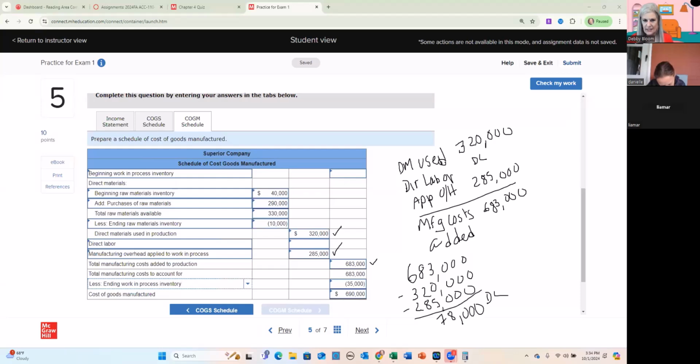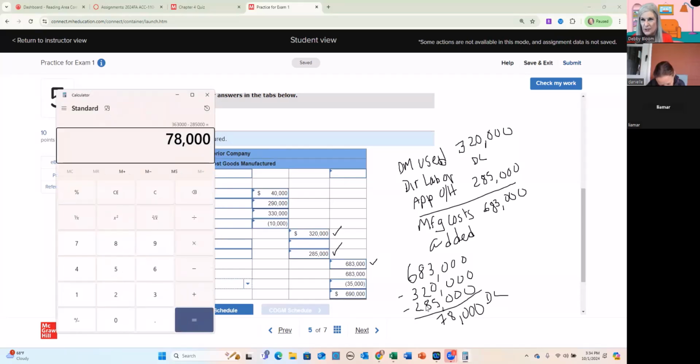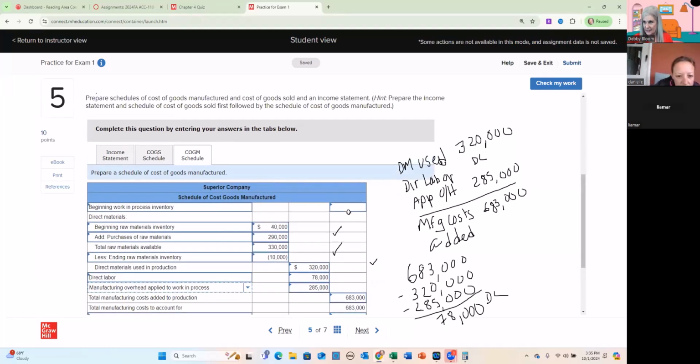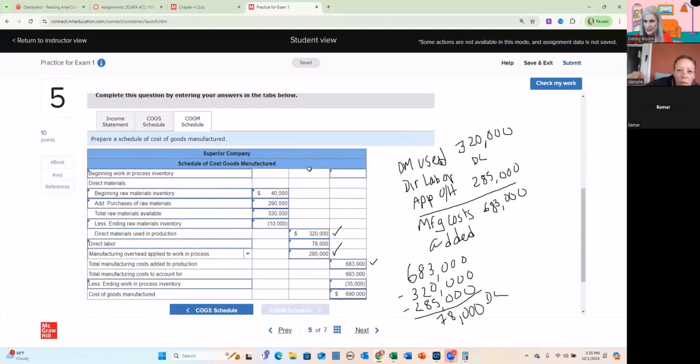That was the number I got, right? I think so. I started pretty early this morning, and I'm not a morning person. Yes, it was 78,000, so 78,000 goes in direct labor. Now, as you can see, the only number that I don't know is beginning work in process.